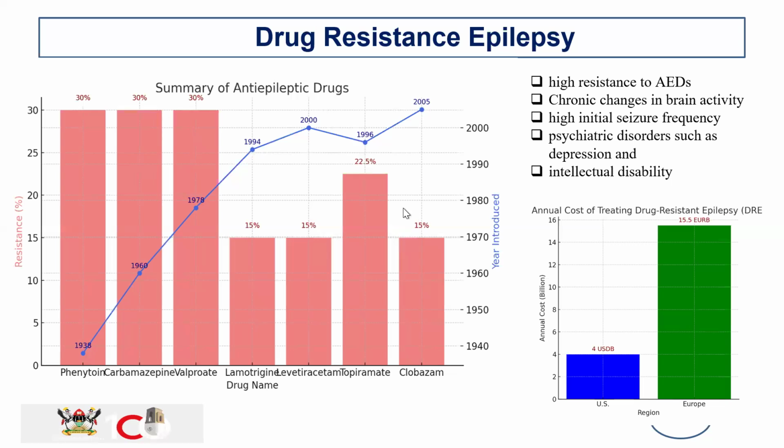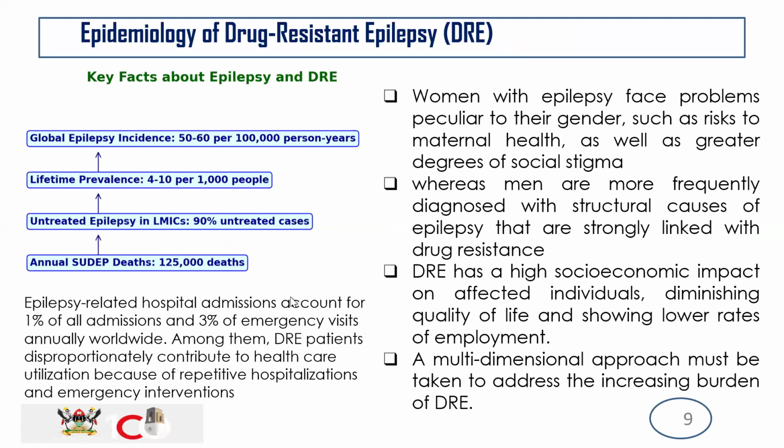This resistance sometimes is caused by chronic changes in brain activity and the high initial seizure frequency that causes psychiatric disorders such as depression and also intellectual disability. Epidemiology of drug-resistant epilepsy: epilepsy contributes to hospital admissions and 1% to 3% of all emergency visits annually. Women face problems peculiar to their gender, such as risks to maternal health, as well as greater degrees of social stigma. No one would want to deal with a woman who is epileptic. Whereas men are more frequently diagnosed with structural causes of epilepsy, they are also strongly linked to drug resistance. DRE has a high socioeconomic impact on affected individuals, diminishing their quality of life and showing lower rates of employment.